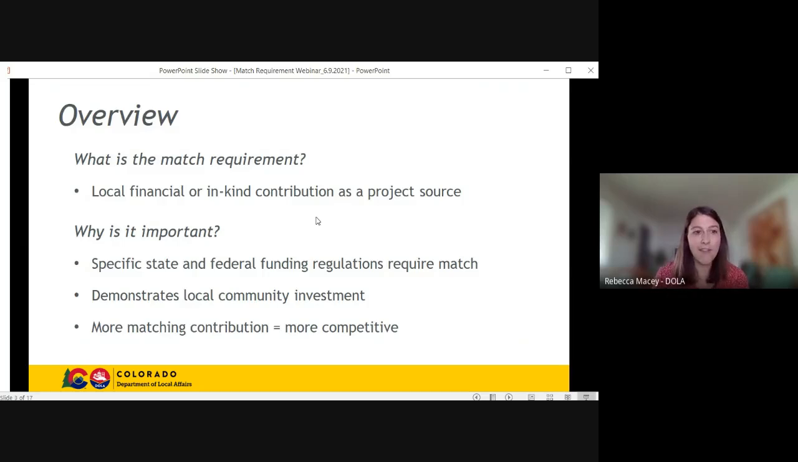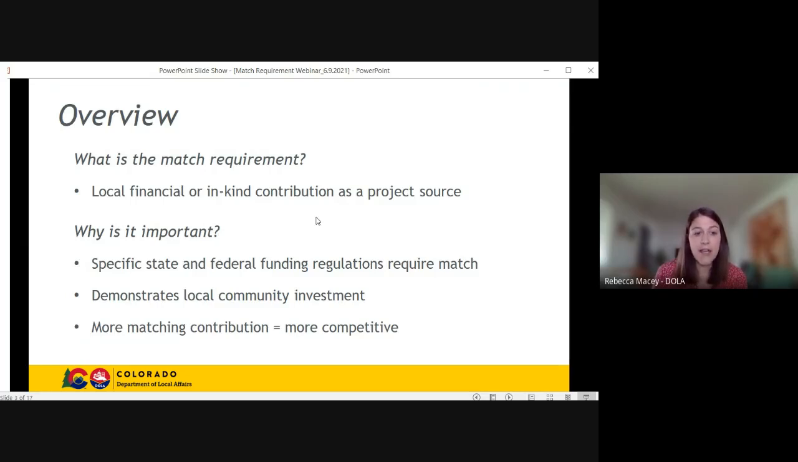So first off, we're going to talk about what is a match requirement. It is a local financial or in-kind contribution as a project source. So when we're looking at the project, it's looking at that local community investment, what is at their level, and they're committed to the project. We're also looking at regulations that both state and federal funding regulations require certain match. And those often come with specifics to them that we will get into.